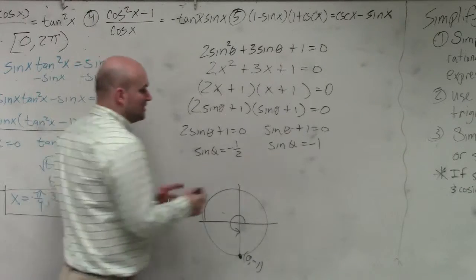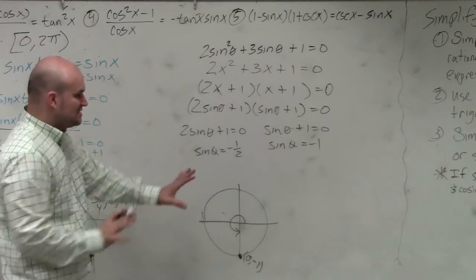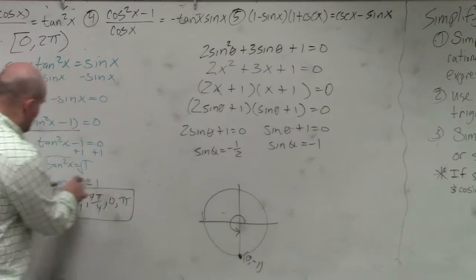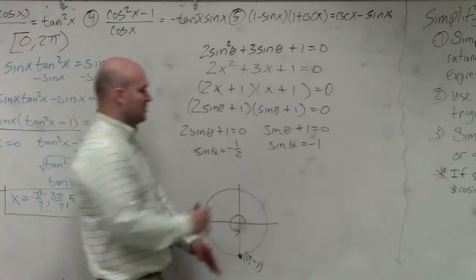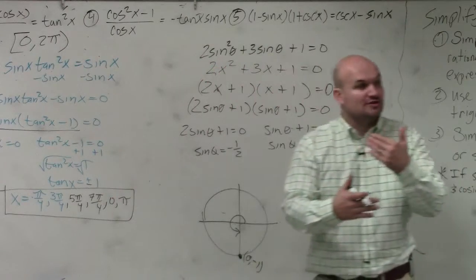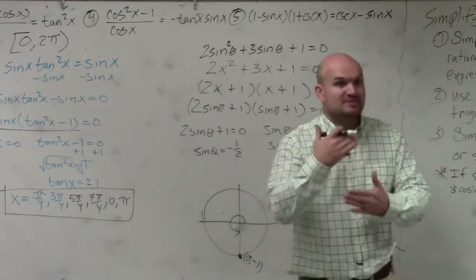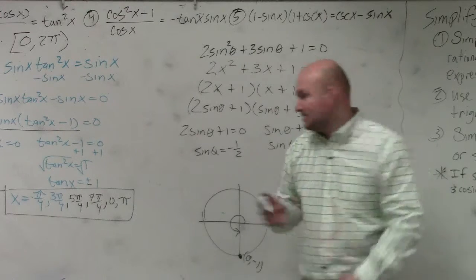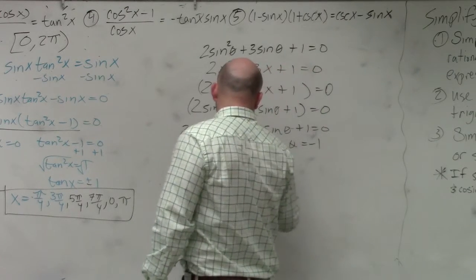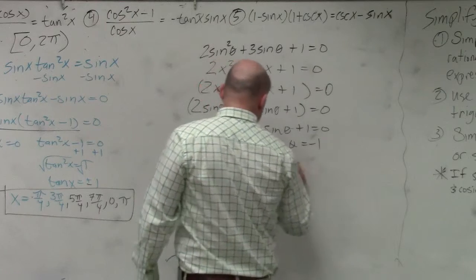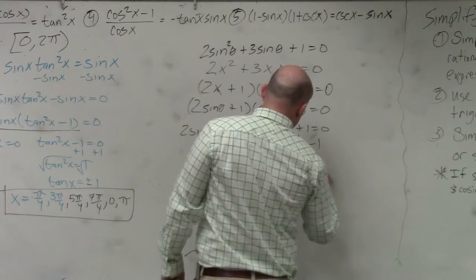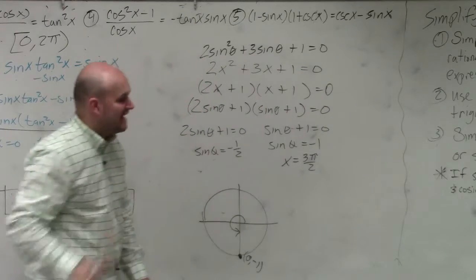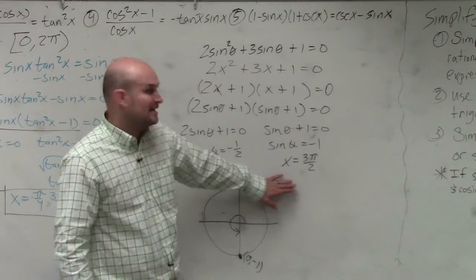So a lot of times when I'm doing all the solutions, I like to write mine rather than in this horizontal view, in a vertical view. Because remember, when you're using all the solutions, a lot of times you're going to be using that n, correct? So I'm going to write theta equals 3 pi over 2. Now, I'm not going to add n yet. I'm going to find all the solutions before I add any n.